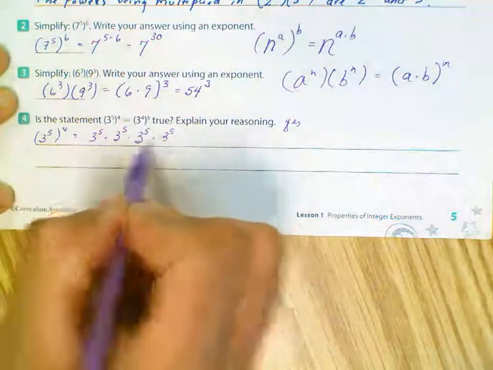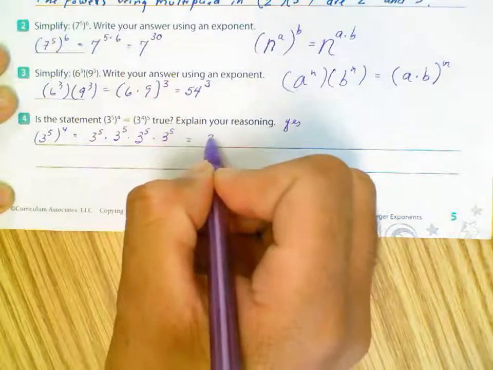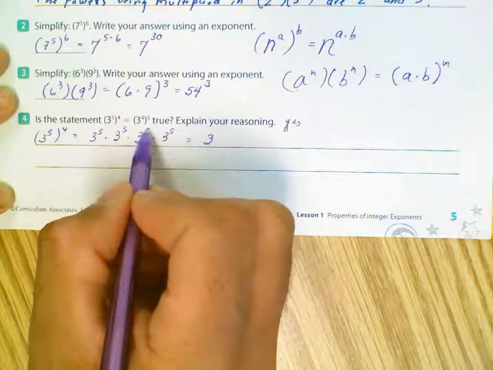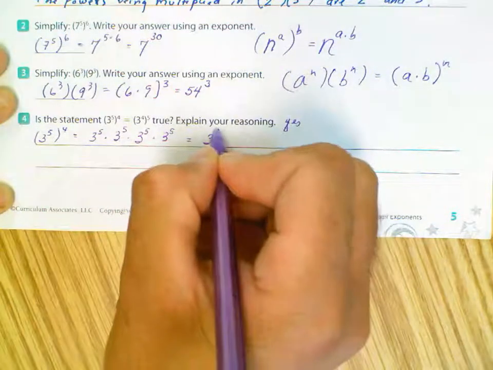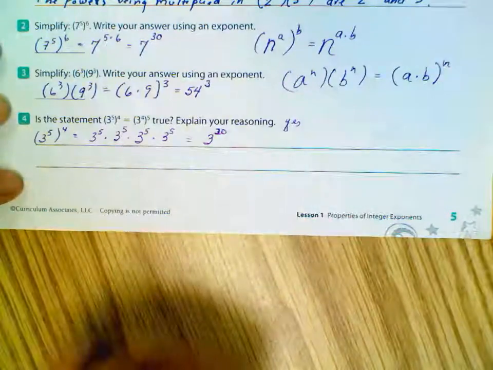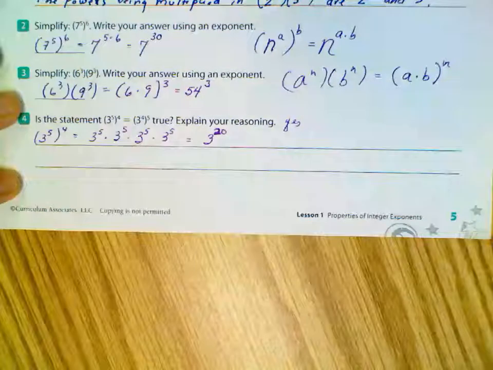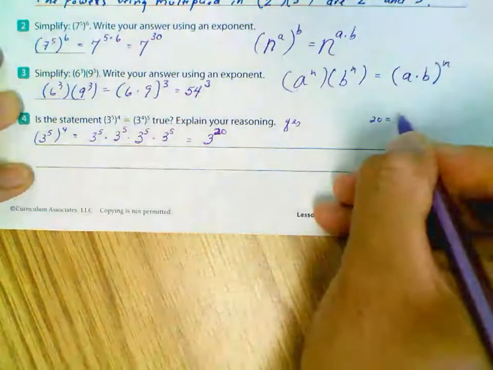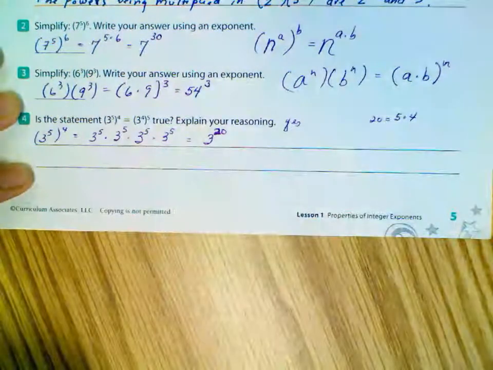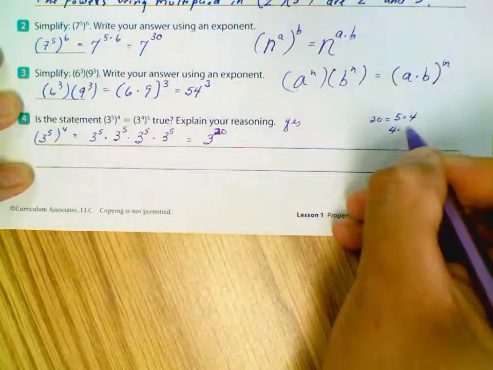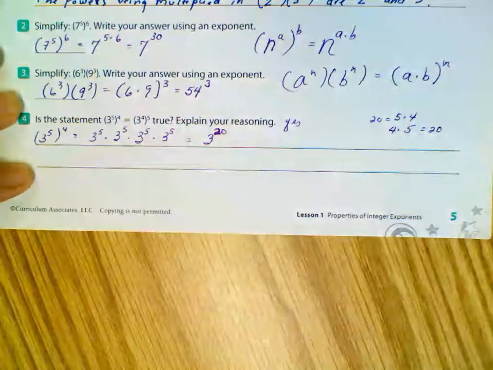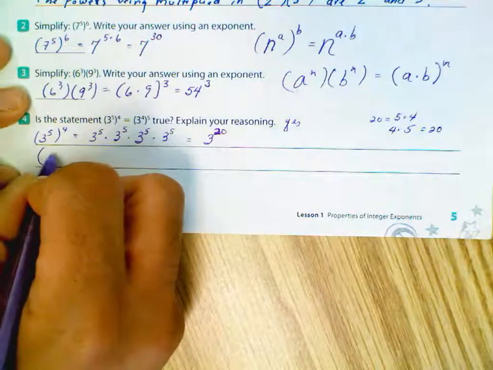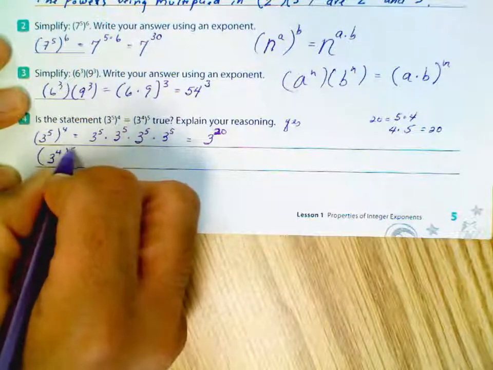If you put these together, that means same base, you add the exponents. 5 plus 5 is 10, plus 5 is 15, plus 5 is 20. So this one is 3 to the 20th. Remember, 20 equals 5 times 4, but also 4 times 5 equals 20. So we can write these powers as 3 to the 4th to the 5th power.